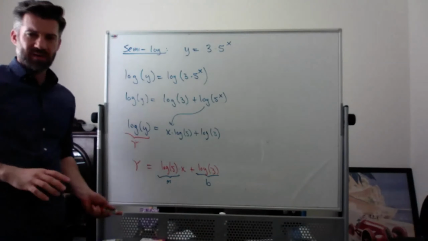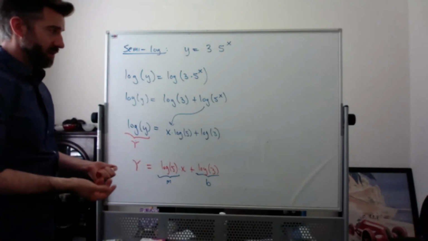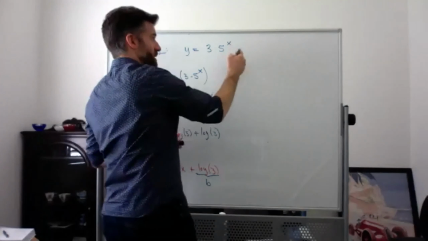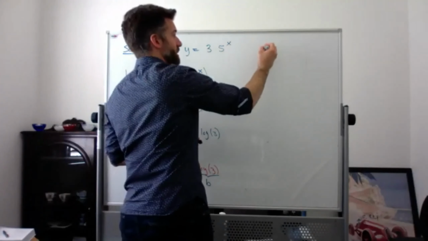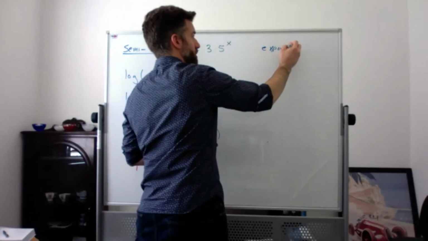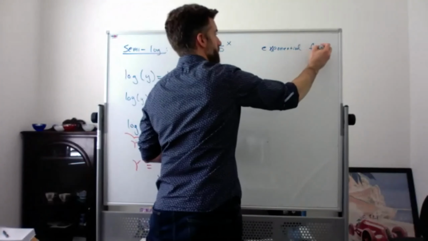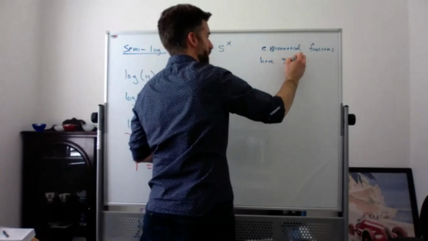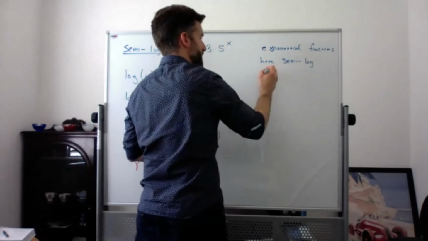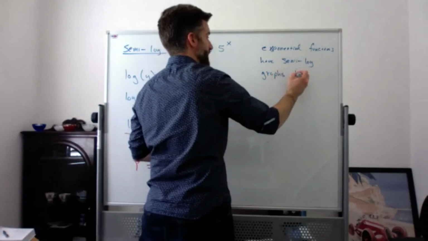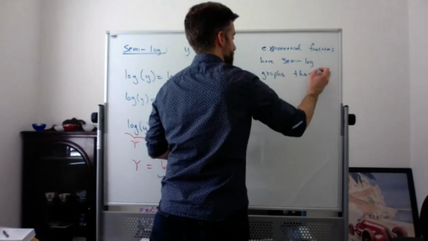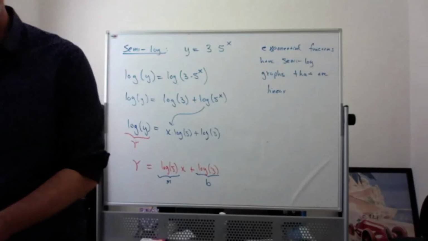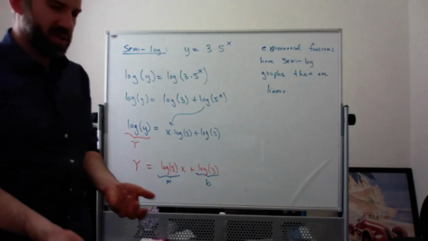What I feel like we're going to see a lot is that exponential equations like this, and this is exponential because you've got 5 to the x, exponential functions have semi-log graphs that are linear.